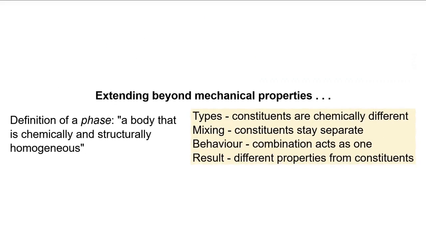Remember that the definition of a phase is a body which is chemically and structurally homogeneous, the same everywhere. This was first exemplified by metallic systems, but the same holds true when typifying composites. As covered in the first half of this lecture, a further structural description of composites are those that have constituents that are of different types, and these stay separate upon mixing, but the overall composite behaves as one, and the result is that which has different properties from each constituent.